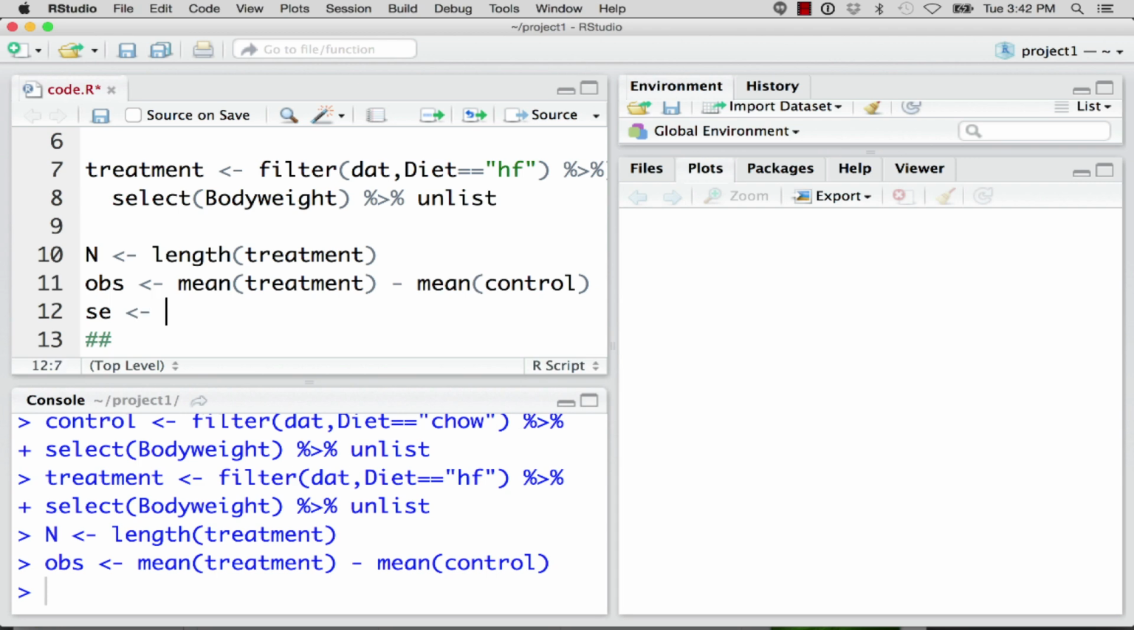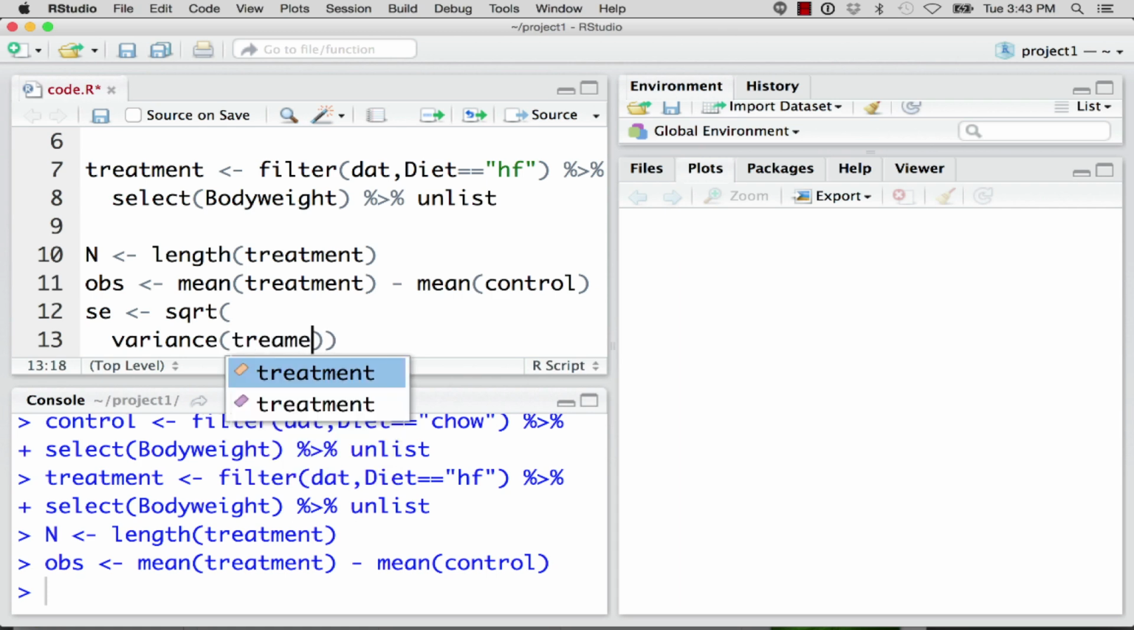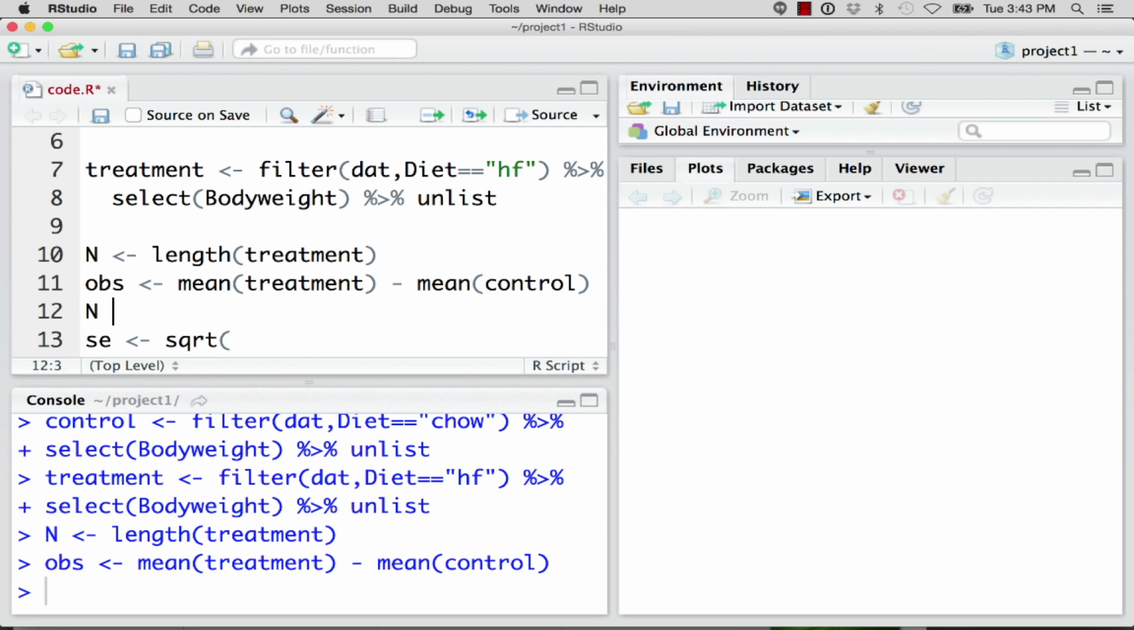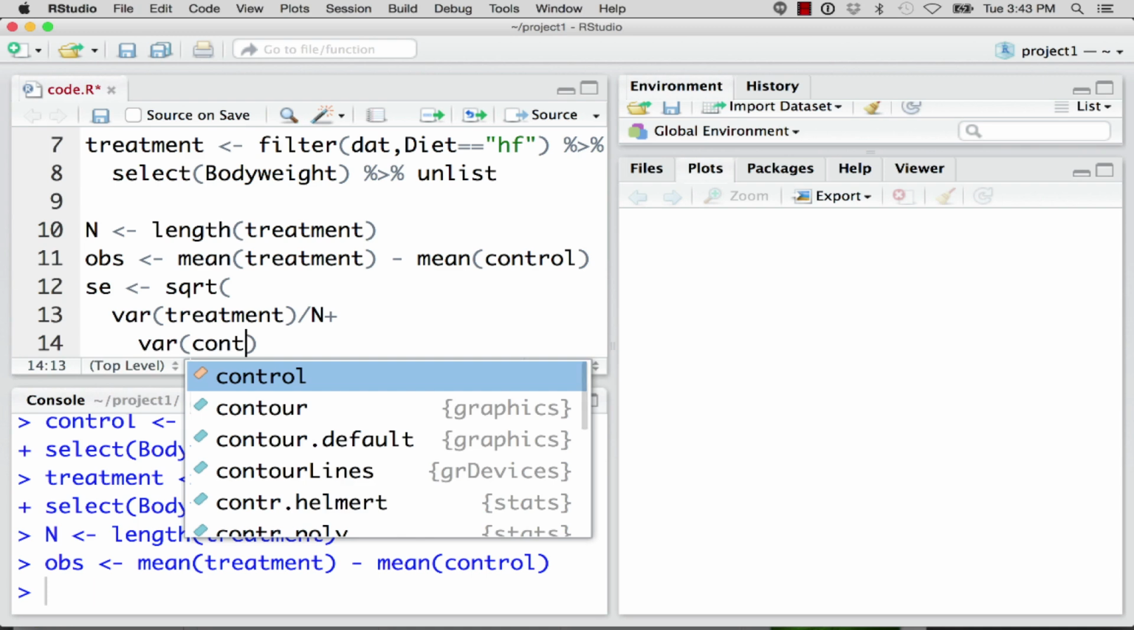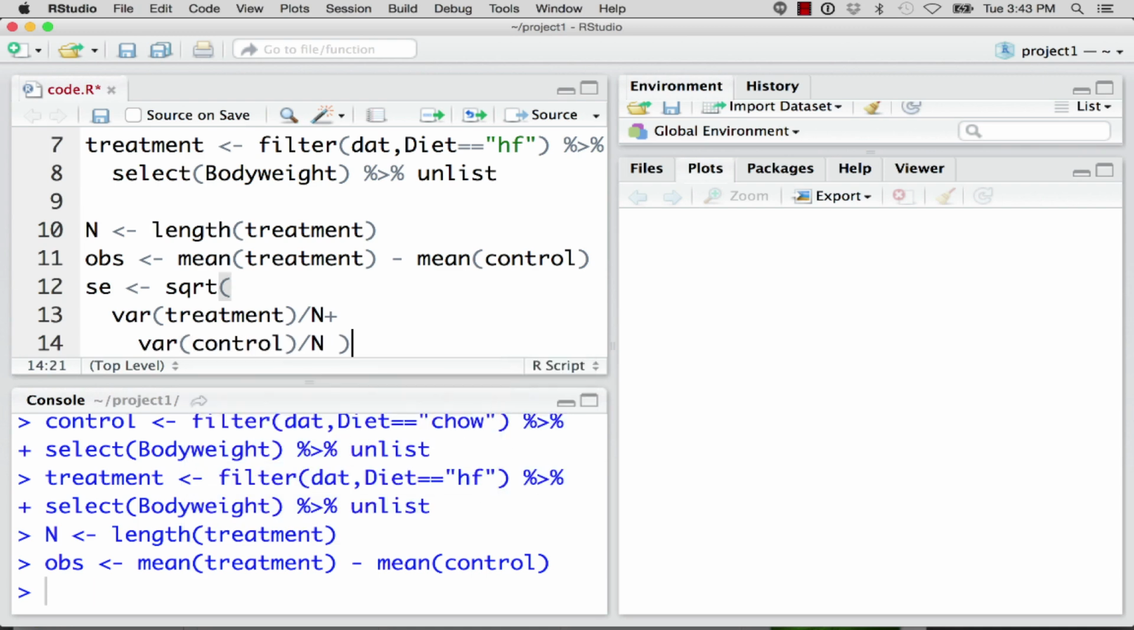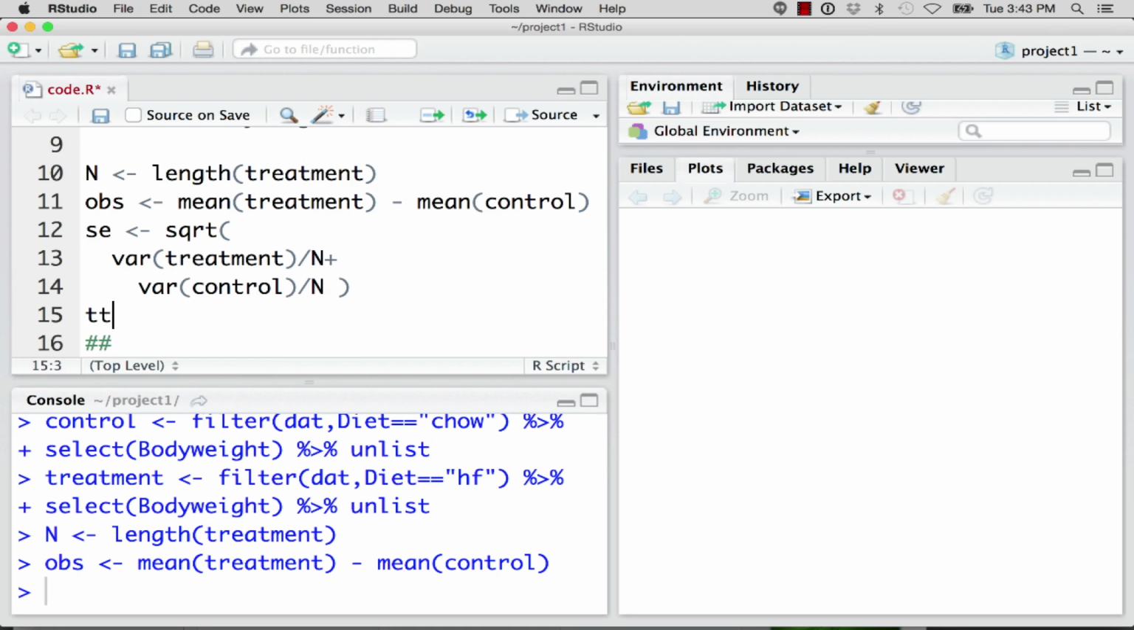For that, we need to estimate the standard error, and we do that by taking the square root of the sample estimate of the variance, var, divided by n, where n is the sample size, that's up here, and then we add the variance of the control, and that gives us the standard error estimate, and we can form a t-statistic by simply dividing the observed difference by its estimated standard deviation.